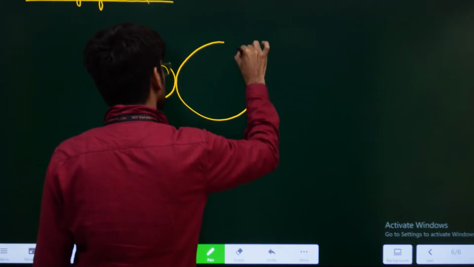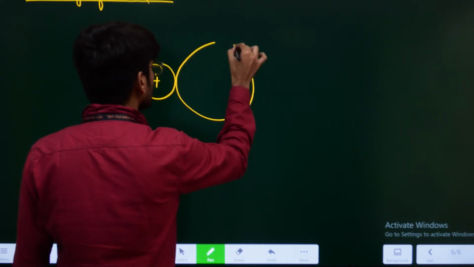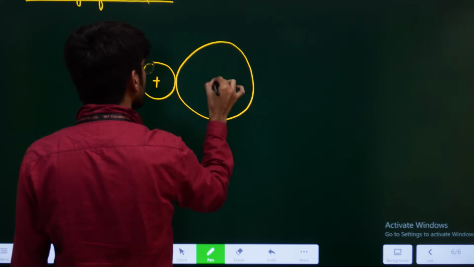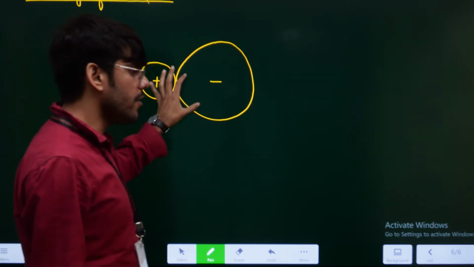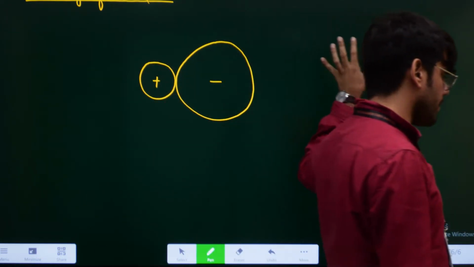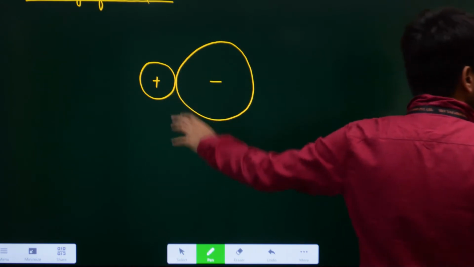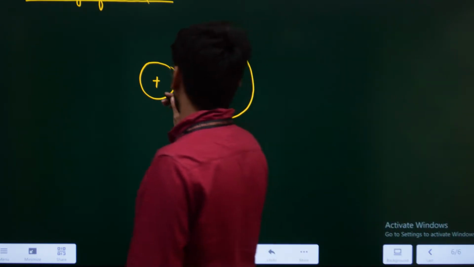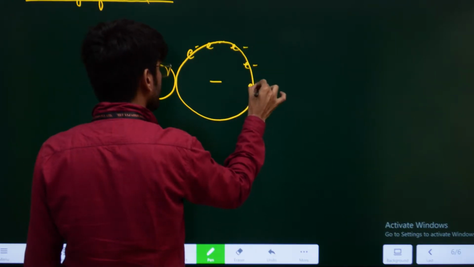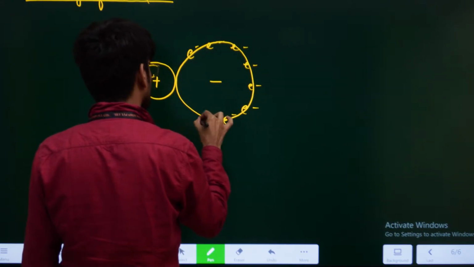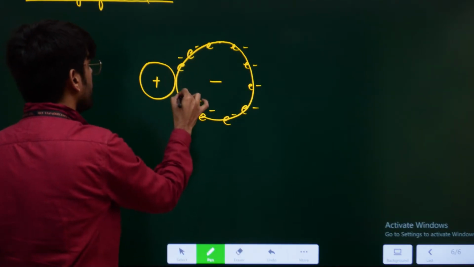Any problem? Now this is my ionic bond, where I am considering that the positive and negative ions are close enough, almost touching each other. This is the electron cloud of this anion. Now what happens?